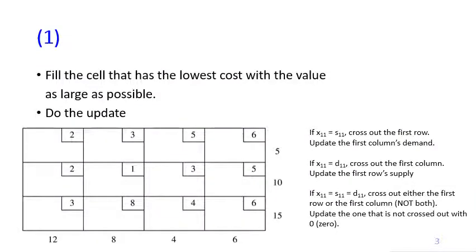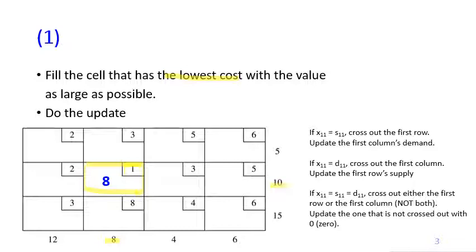So if in the northwest corner method we fill the cell in the most upper left corner, here we fill the cell that has the lowest cost and then fill that cell with the value as large as possible. Here we see that this cell has the lowest cost, which is $1 per unit. So we fill that cell with the value as large as possible. The demand for that column is 8. The supply for that row is 10. So we can fill that cell with the value of 8.